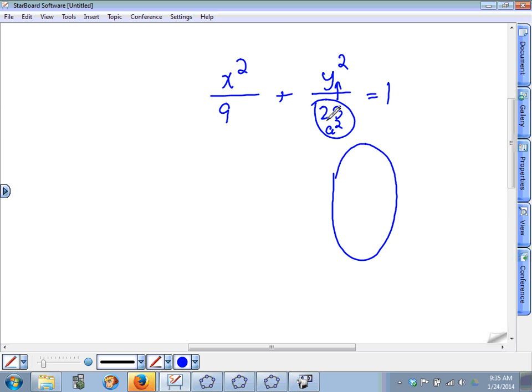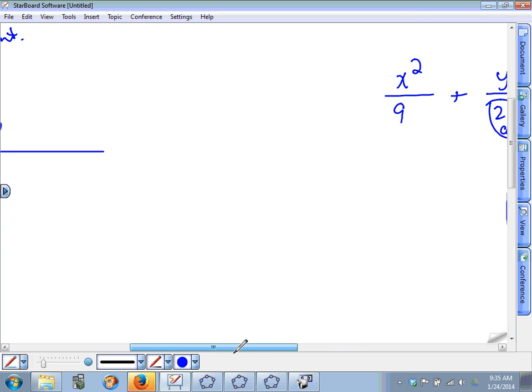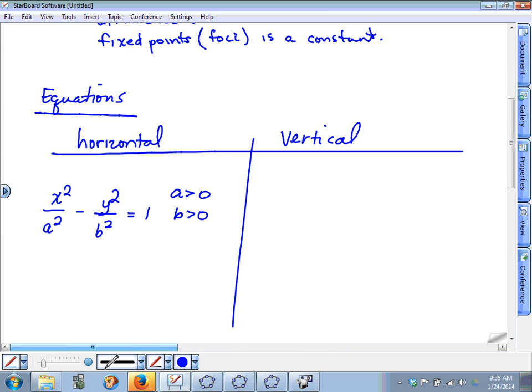That makes this a squared. In ellipses, the larger value is always a squared, but that is not true with hyperbolas. Okay? If it's a horizontal hyperbola, whatever's underneath x squared, that's a squared always, regardless if it's bigger or smaller. Whatever's underneath y squared, that's going to be b squared, regardless. Okay? So that's just something you're going to have to try to remember and keep track of.